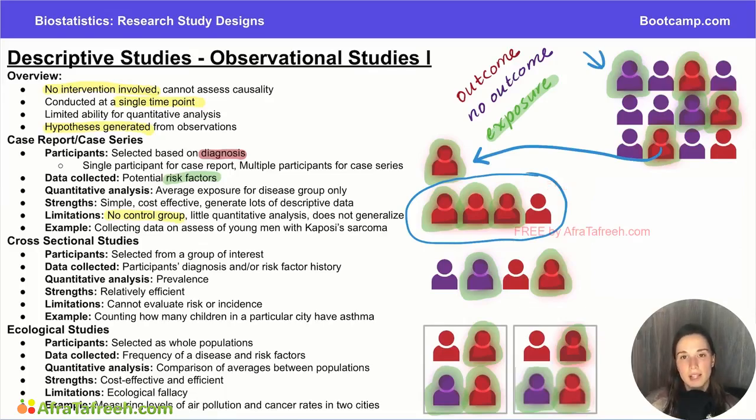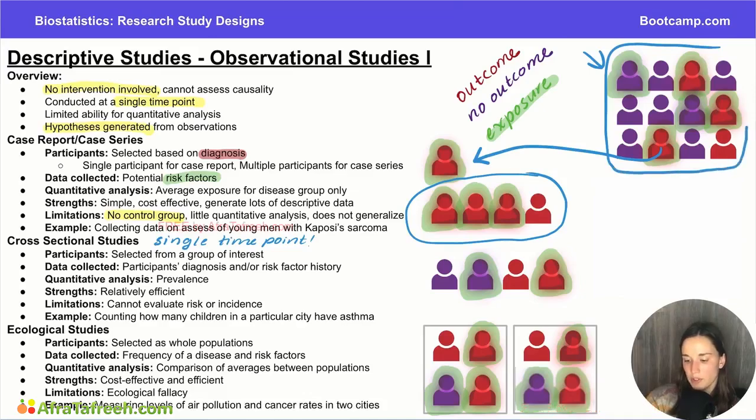These are quite commonly tested because they're easily confused with other types of observational studies. The easiest way to tell them apart is to remember that cross-sectional studies are conducted at a single time point. They ask what is happening in the population right now. Participants can either be selected as an entire population or as a sample of your population of interest. And then data on one or more variables is collected. So this can be just data on the outcome of interest, just data on an exposure, or data on both.